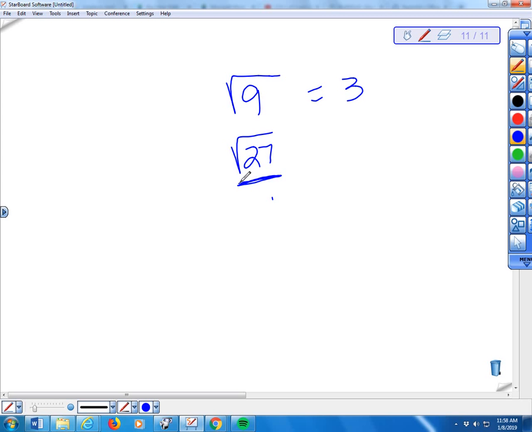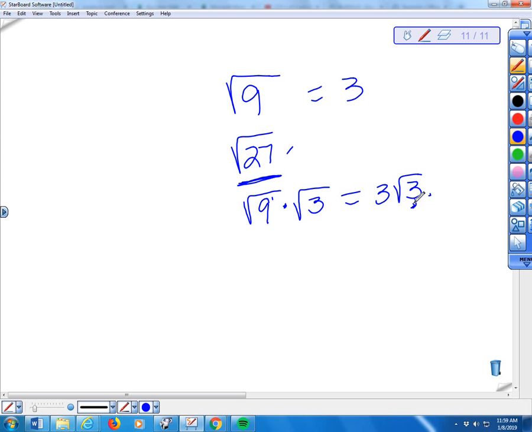Okay? 9, right? 9 goes into 27. So I could reduce this to the square root of 9 times the square root of 3. The square root of 9 times the square root of 3 is the square root of 27. And the square root of 9 is 3. So simplified, this is 3 square roots of 3. Okay? This is the right answer. This is the more right answer. And this is the one you need to be able to get to.